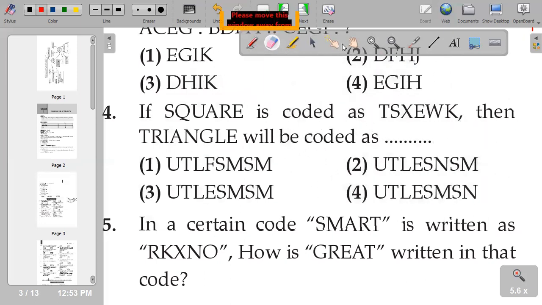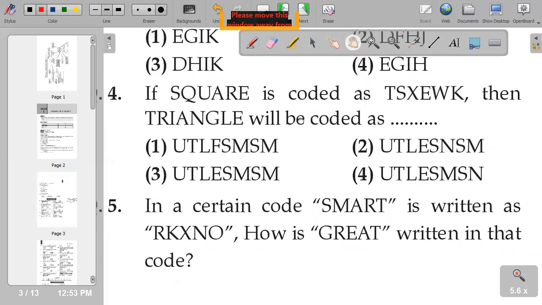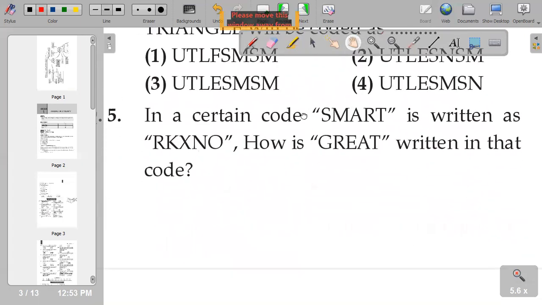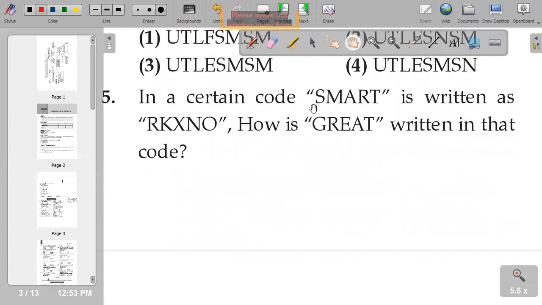The next question is question number 5. What is question number 5? Just check the logic. In a certain code, I write here, smart is written as R, A, X, N, O.